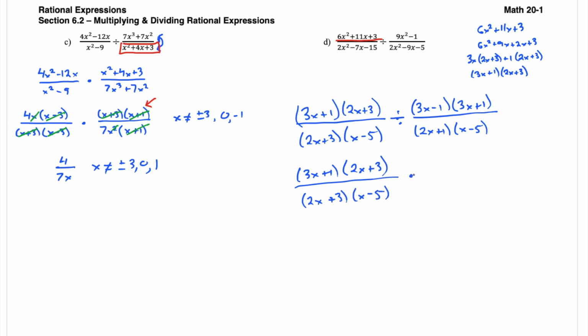Now this one's going to change to multiplication, and I can do that by taking the reciprocal of that divisor. So 2x plus 1, x minus 5 in the numerator, and that'll all be over top of then the 3x minus 1 and the 3x plus 1. Now I'm going to look through, again, all of my denominators for my non-permissive values, and again, we also have to look at the numerator then here of my divisor.